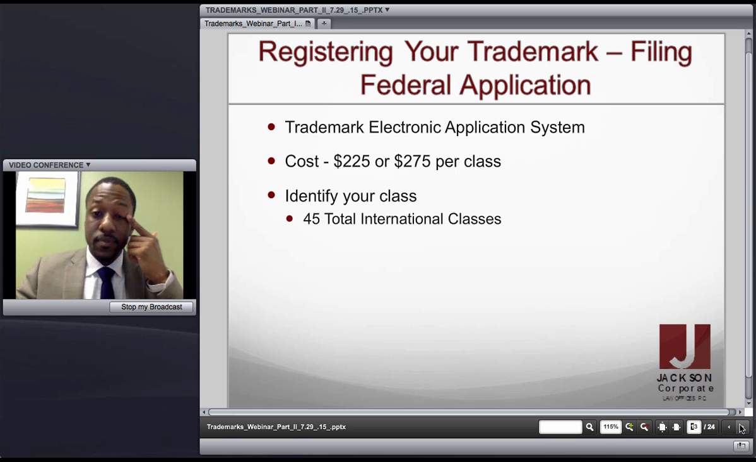And so classes, that is something that individuals sometimes have a hard time grasping. The class is just the industry or the type of good or service that you are putting into the marketplace. There are 45 total classes, and the USPTO goes off of international classes. So what we're going to do is figure out how you search for the class that your good or service is in.